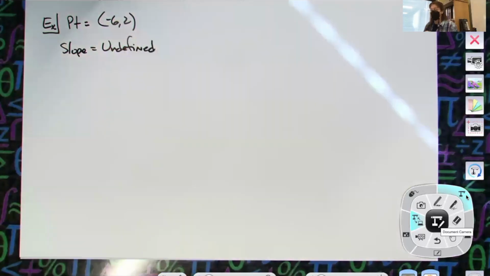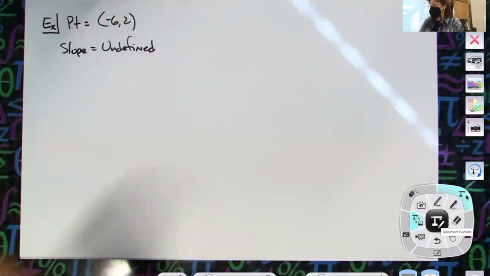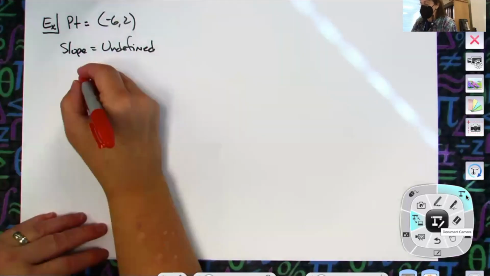Okay, so your point is (-6, 2), but this time your slope is undefined. Well, first of all, an undefined line is what, up and down? So what coordinate never changes? The -6 never changes, right?